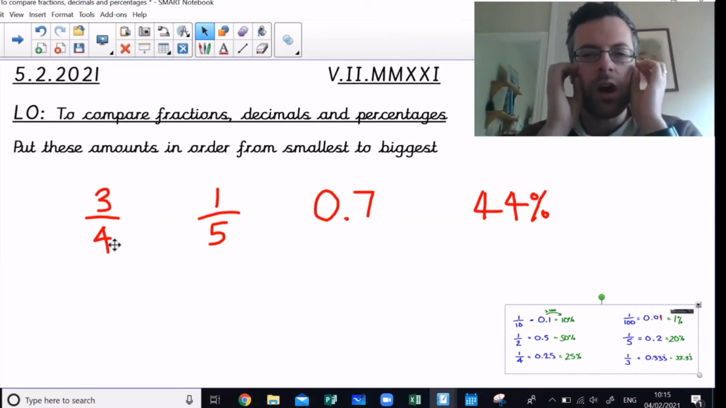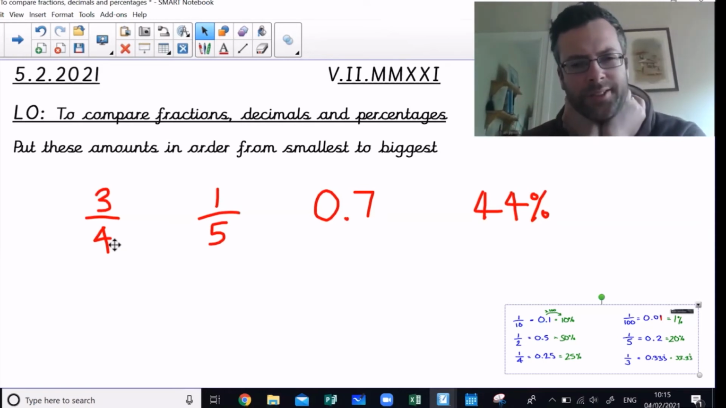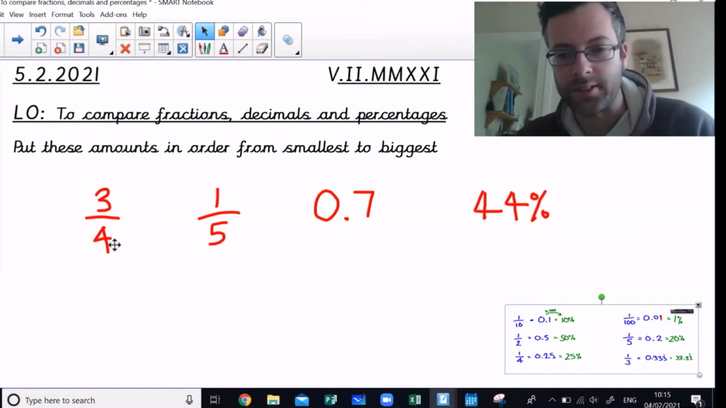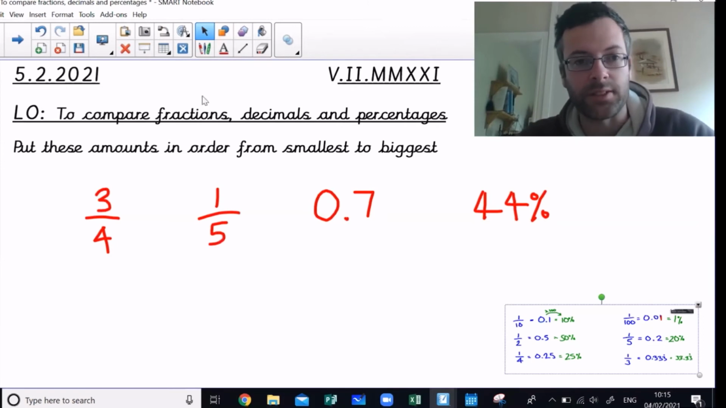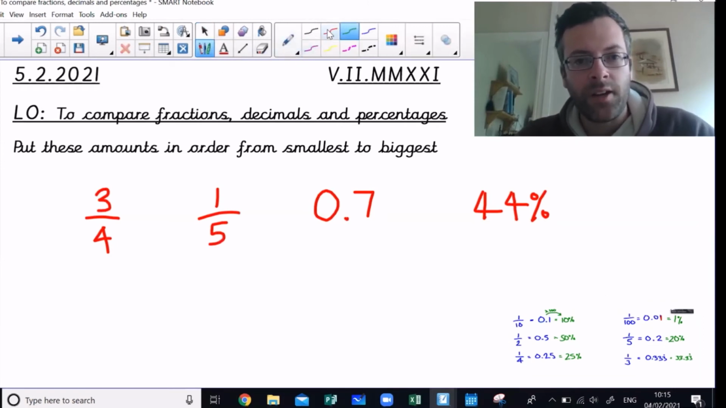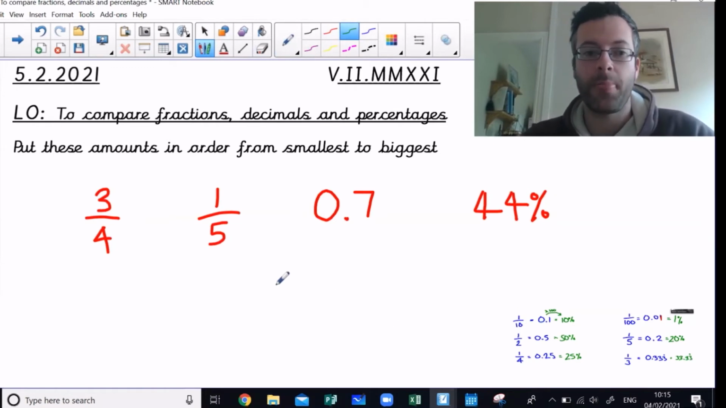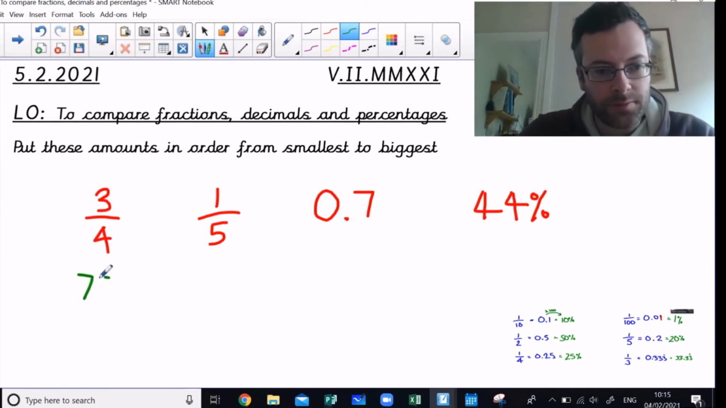So I would not make them all fractions, okay, because that can be quite tricky. What I would make them all is either decimals or percentages. So I'm going to go for percentages. So if I've got 3/4, now do I know what 1/4 is as a percentage? Yeah, it's 25%. So 3/4 is going to be 25, 50, 75%.